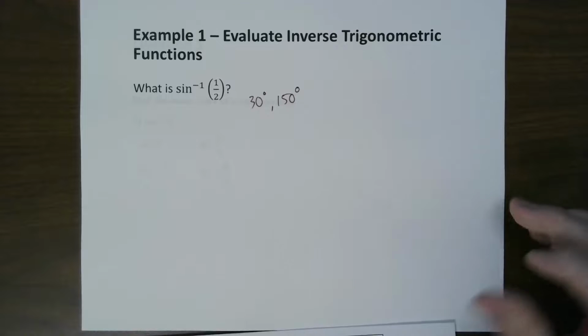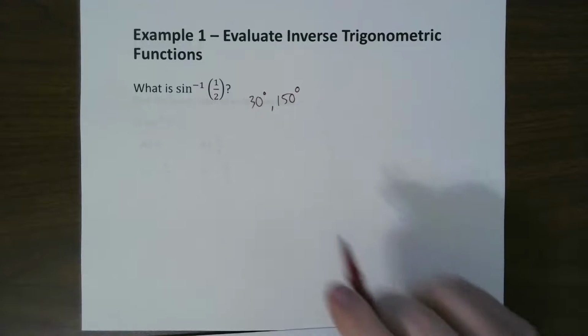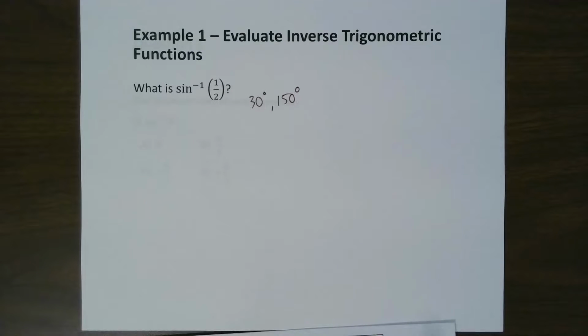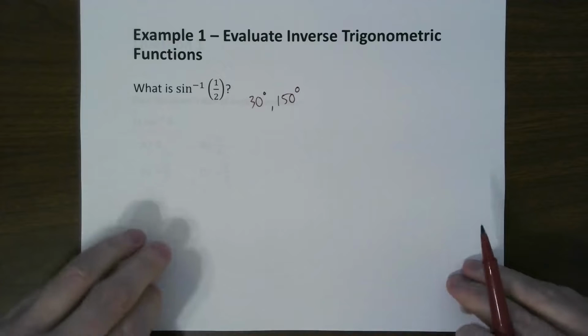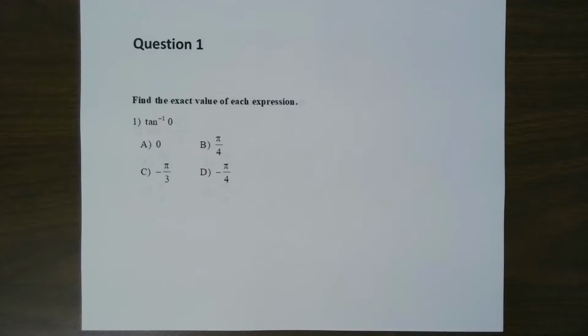That's all you do. If you type in a calculator, it will pop out 30, but it will miss the 150. And the reason that it's in those ones is because that's when 1/2 is positive. If 1/2 is negative, then it's a totally different answer. Go ahead and try this one.